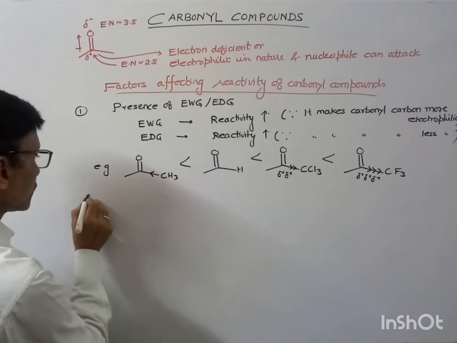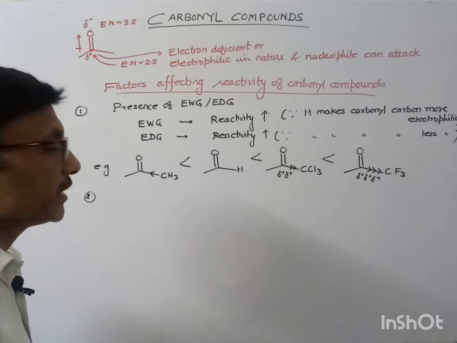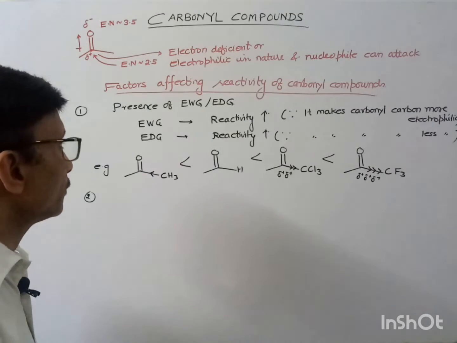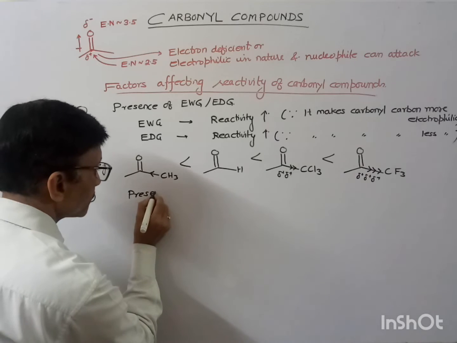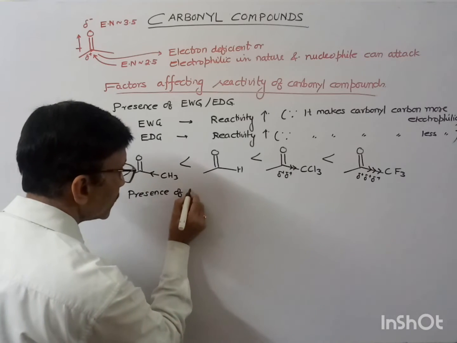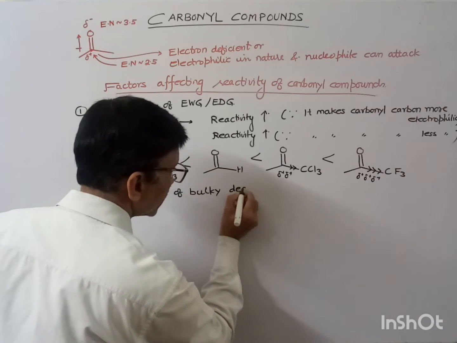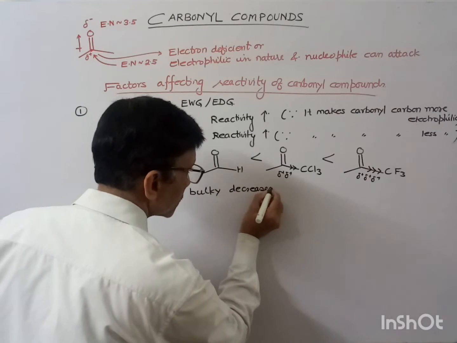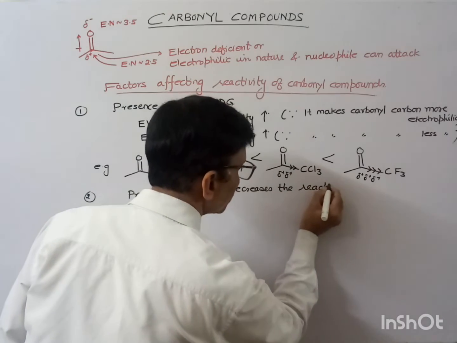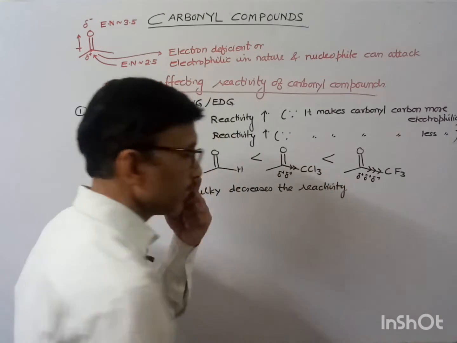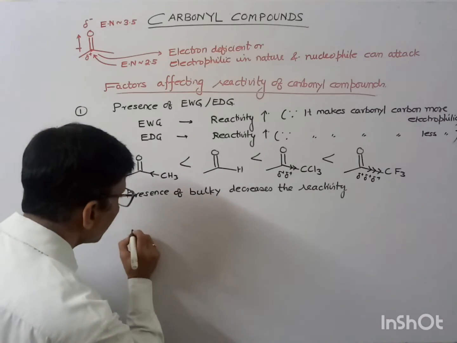Now suppose what will happen if any sterically hindered group, a bulky group, is present. So the presence of a bulky group decreases the reactivity of the carbonyl carbon or carbonyl compound. So suppose you have a bulky group.